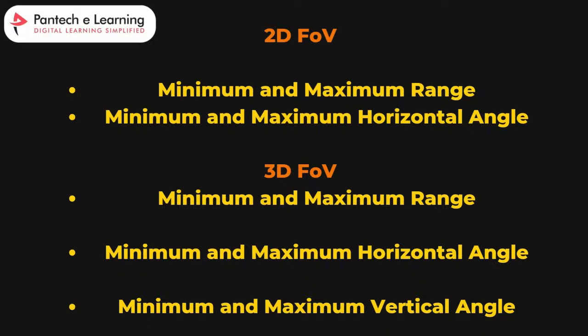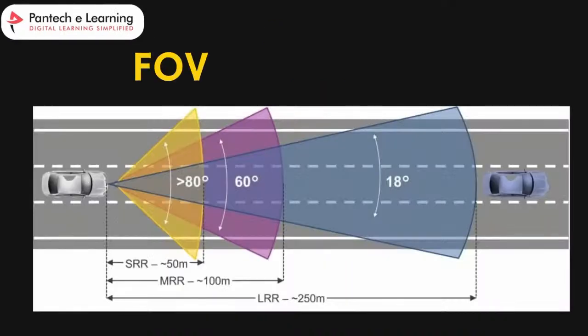On the other hand, 3D FOV. In 3D, the FOV describes the entire volume or space that a sensor can perceive in three dimensions. This includes not only the horizontal and vertical extents but also the depth or distance from the sensor. If we take a Lidar or any radar system used in an autonomous vehicle, this 3D FOV specifies the range of distances and angles over which objects can be detected. This is the main difference between 2D FOV and 3D FOV.